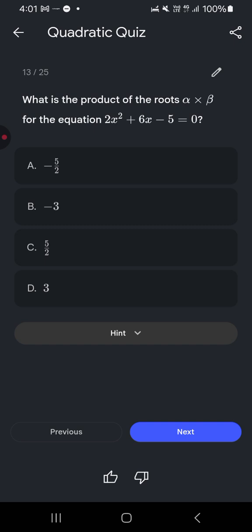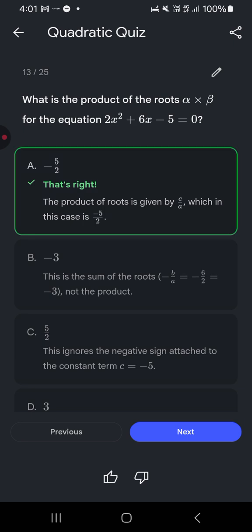What is the product of the roots alpha into beta for the equation 2x square plus 6x minus 5 is equal to 0? The correct option will be A. The product of the roots is given by c upon a, which in this case is minus 5 upon 2.